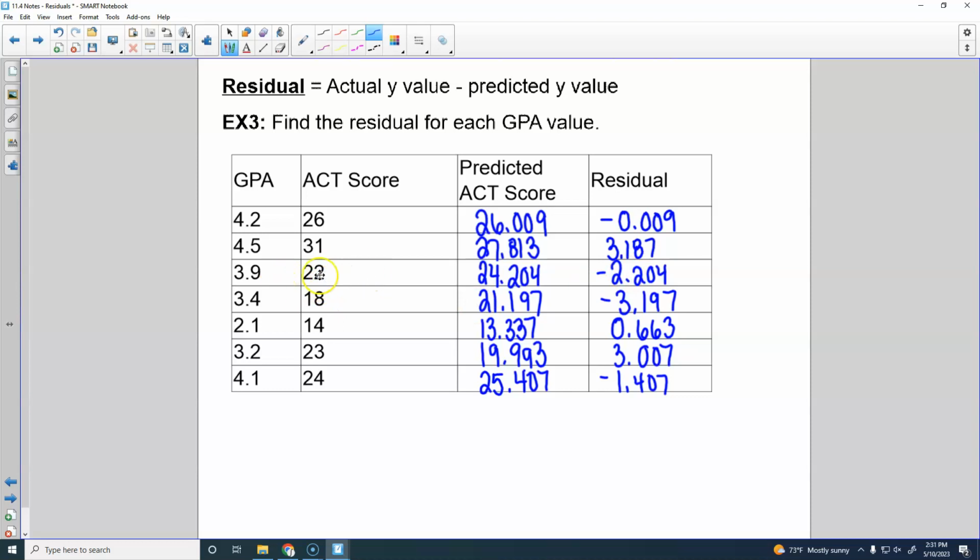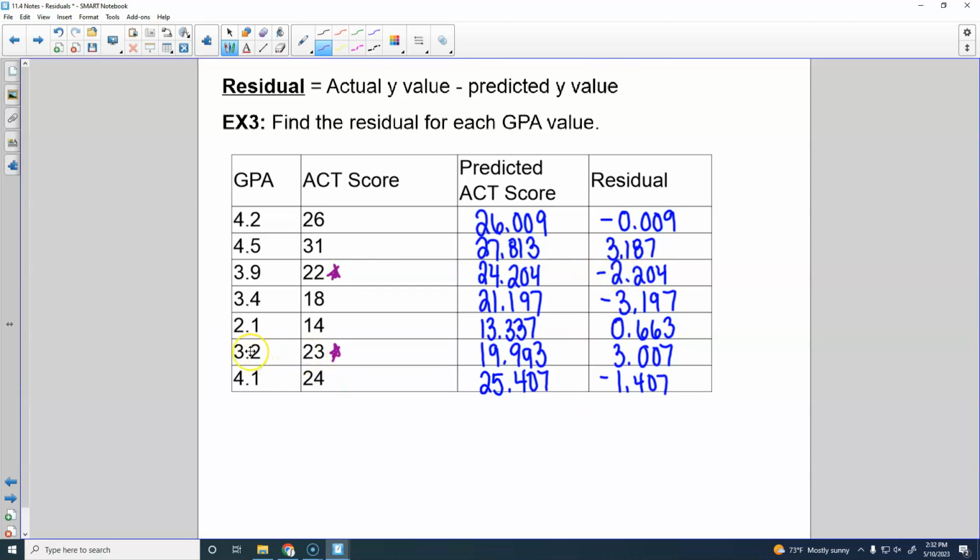Like for example right here, these two were very close to making the same grade. This person made a 22, this person made a 23. They're very close to each other. This one is 1 point better than the other one. But you could argue that this student did significantly worse than you would expect because they have a 3.9 GPA, so you would expect them to do higher. They did a little bit less than you would expect them to do.